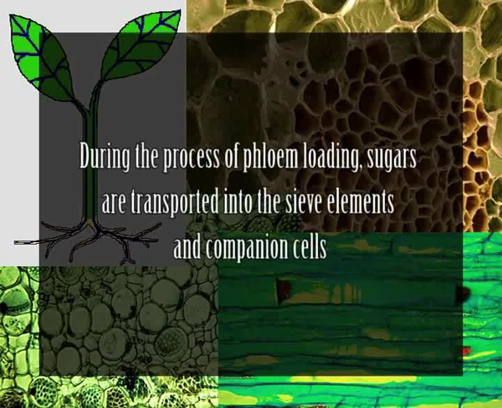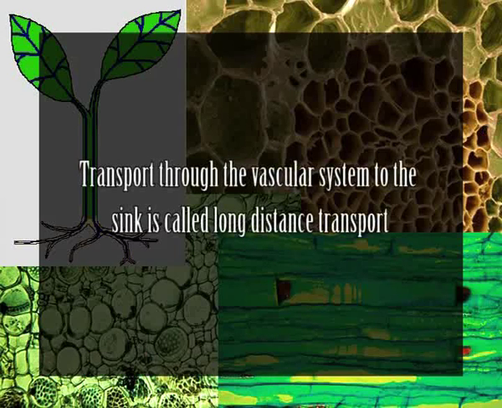During the process of phloem loading, sugars are transported into the sieve elements and companion cells. The sieve elements and companion cells are often considered as a functional unit called the sieve element companion cell complex. In sieve elements, sucrose and other solutes are translocated away from the source, a process known as export. Transport through the vascular system to the sink is called long-distance transport.